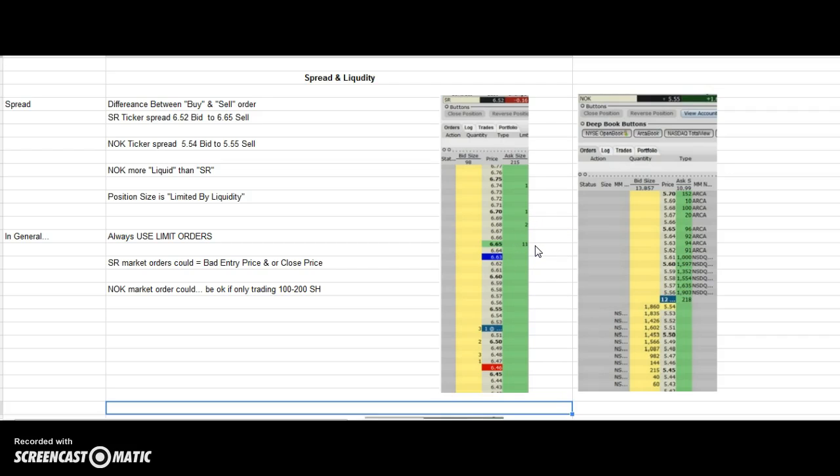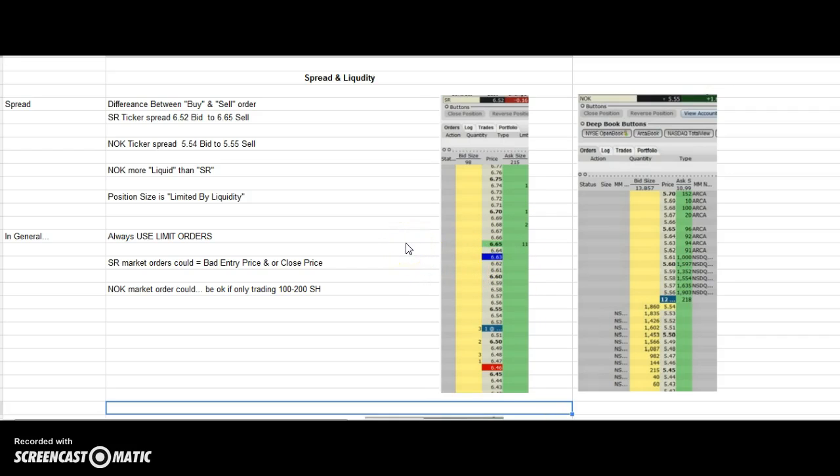So if you're trading, it's going to be more difficult to trade, and you're going to have to limit your position size by liquidity. Position size is always limited by liquidity, and this is also going to lead to more volatility. You can't set as tight of a stop with a trade with this kind of spread.